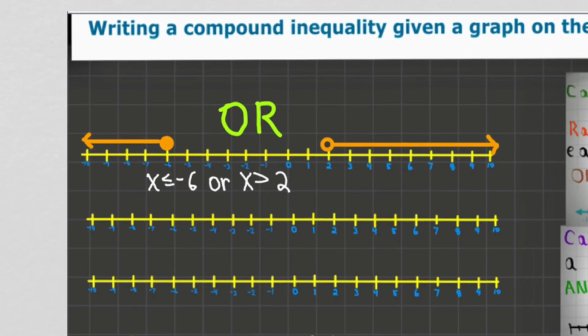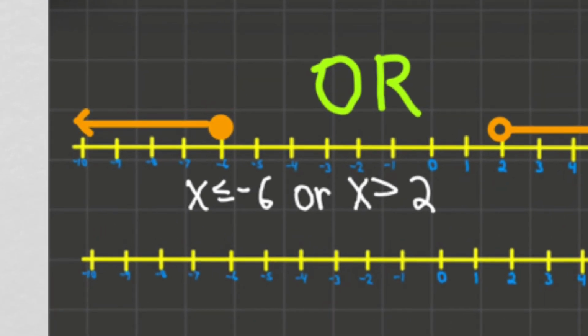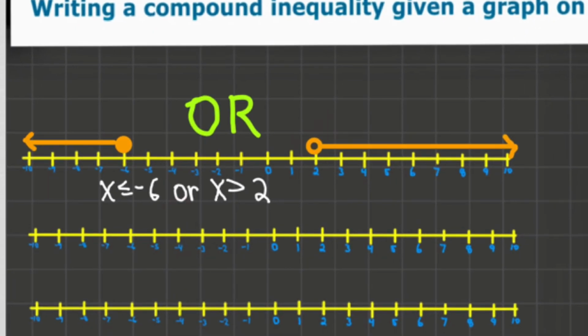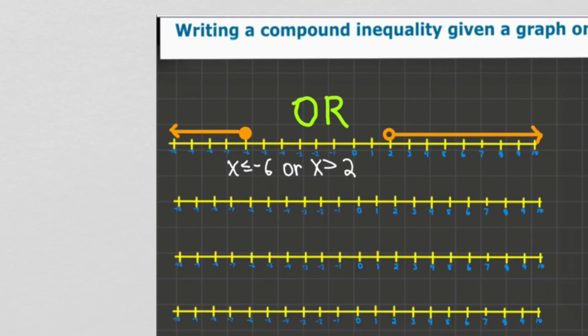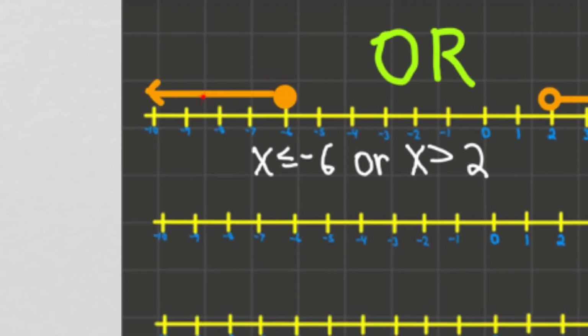Okay, so we have case 1 because we have two rays that are pointing in opposite directions. One of the rays here has an open circle, and the other ray is going to have a closed circle, because it's a greater than or equal to, less than or equal to. So we have x is less than or equal to -6, then it rushes off that way. Or we have the open circle, x is greater than 2. So that's how that reads, and this is how you write it: x is less than or equal to -6 or greater than 2. You notice how it's less than or equal to -6.